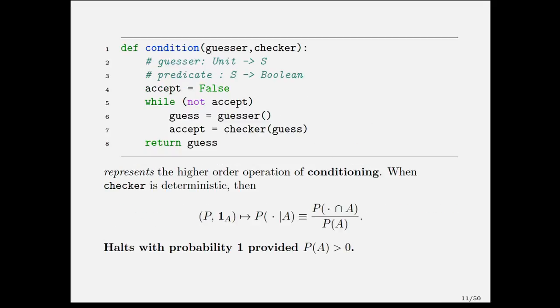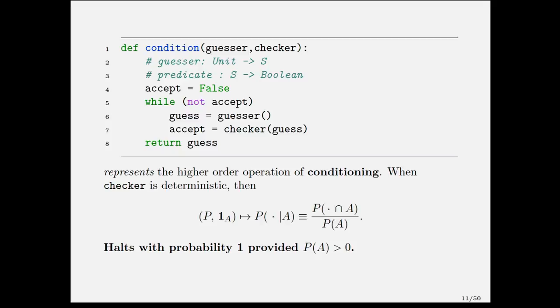All right. So now I've taken that guesser and checker, the stochastic inference problem code, and wrapped it inside a procedure, so now I have something I can talk about: condition. This piece of code represents the higher order operation of conditioning. For simplicity, I restrict to the case where the checker function is deterministic, so it takes an input and returns true or false. I can think about the checker as a characteristic function of a set. It tells you whether you are in the set or out of the set. So what is condition doing? It's taking in guesser, which represents a probability distribution P. It's taking in a deterministic checker, representing the indicator function for some set A. And what is the output of condition? It is the conditional distribution, given by this ratio, where what we're conditioning on, A, is determined by the predicate.